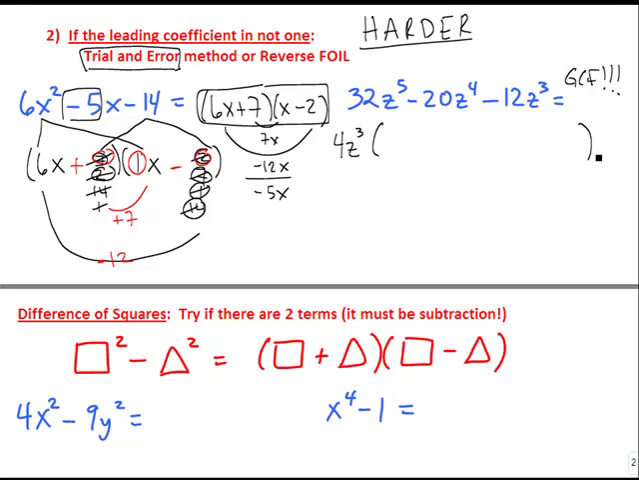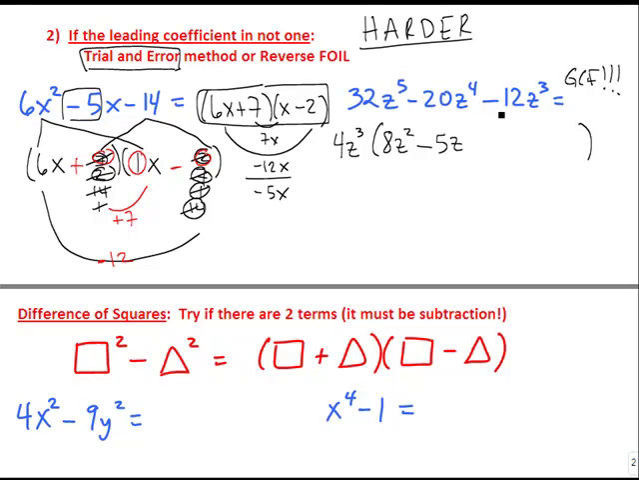So what's left in parentheses here? 4 divides into 32 8 times. If I pull out 3 z's, then I have 2 z's left. Minus 4 goes into 20 5 times. If I pull out 3 z's and I had 4, then I have 1 z left.